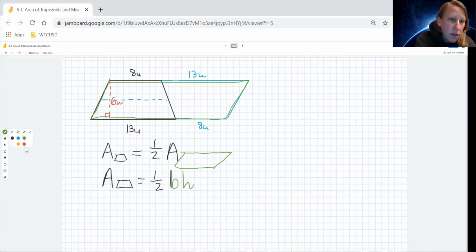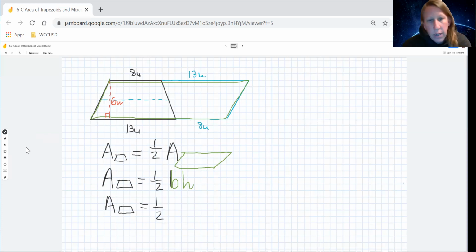Now, the height of the trapezoid is the same as the height of the parallelogram. So I'll do that at the end. What is the base of the parallelogram? The base of the parallelogram is base 1 plus base 2 of the trapezoid. Okay, because it's double the distance. And then h is the height of the trapezoid and the height of the parallelogram. That's the same thing. That's the formula. That's the formula for area of a trapezoid.